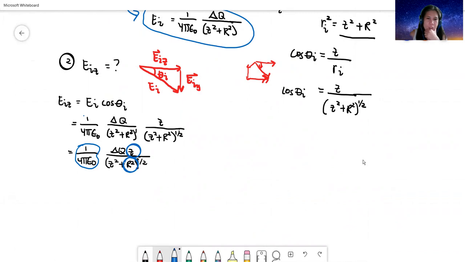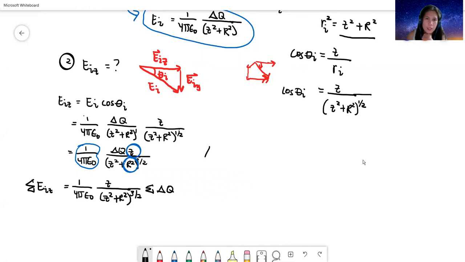So we take all our constants out of the summation, and what is left to be summed up is just the Q. We say that if we sum up all the E sub I Z magnitudes, then we take the constants out of the summation symbol, and we have Z over Z squared plus R squared to the 3/2. And what is left to be summed up is delta Q.